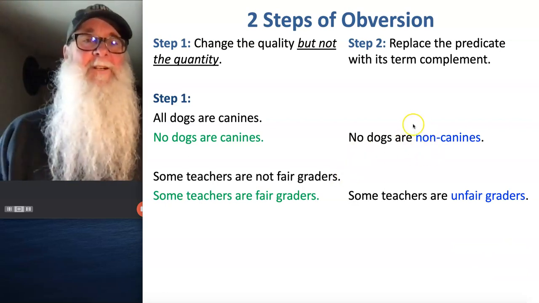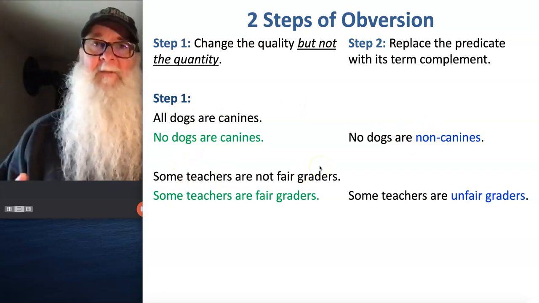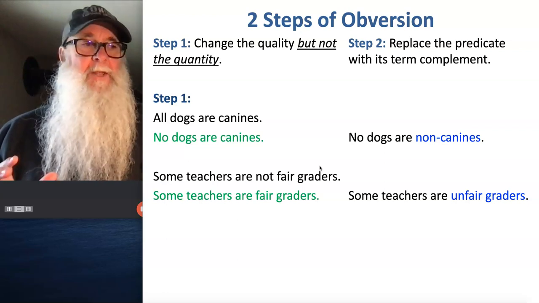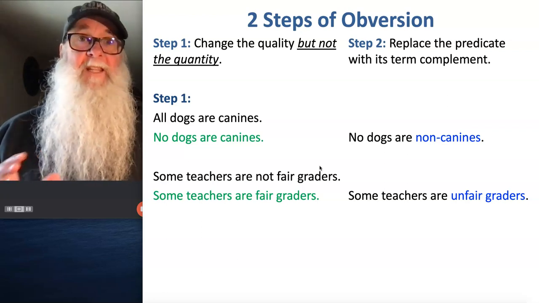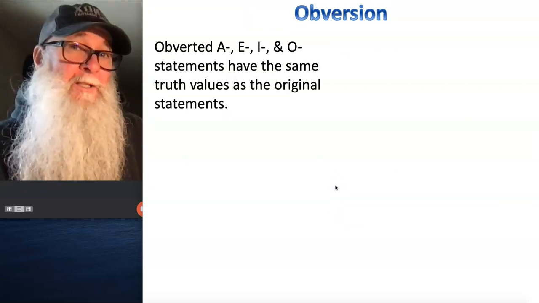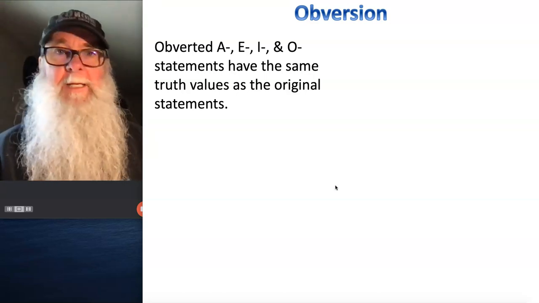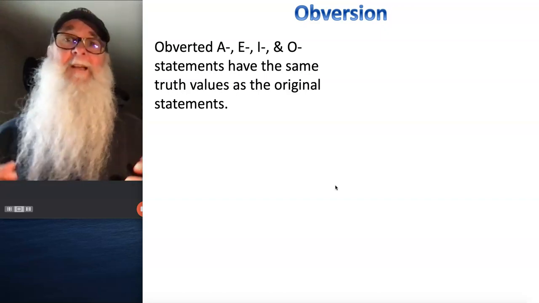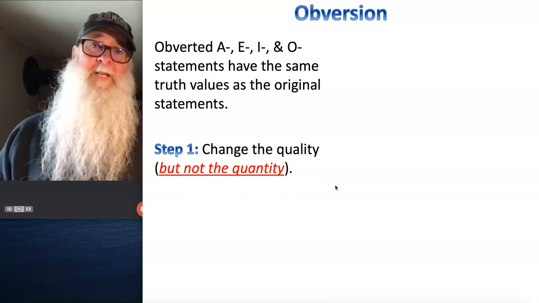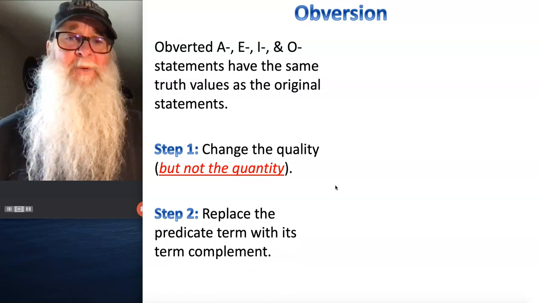Now these statements are equivalent to the original statements we were working with. So these two steps of obversion allowed us to create two new statements that are different but communicate the exact same meaning. Okay? And this is true for all standard form categorical statements that we apply obversion to. When we obvert A, E, I, or O statements, the new statements are going to have the exact same truth values as the original statements. And we're going to obvert statements by doing these two steps, changing the quality but not the quantity, and then replacing the predicate term with its term complement.